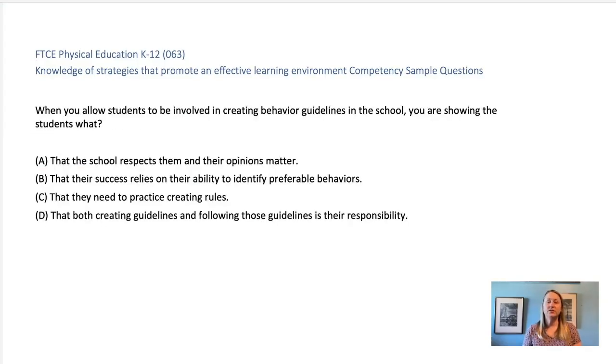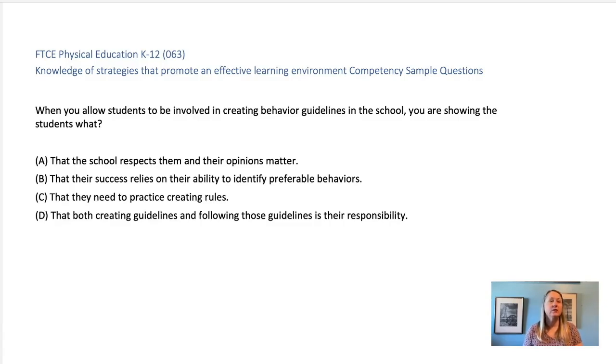When you allow students to be involved in creating behavior guidelines in the school, you are showing the students what? A. that a school respects them and their opinions matter. B. that their success relies on their ability to identify preferable behaviors. C. that they need to practice creating rules. Or D. that both creating guidelines and following those guidelines is their responsibility.